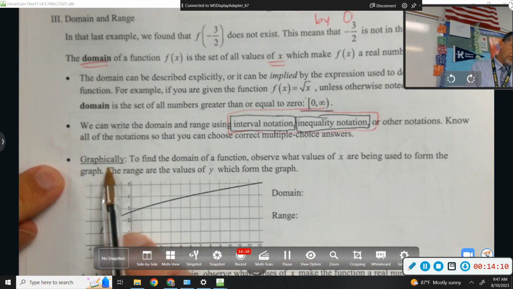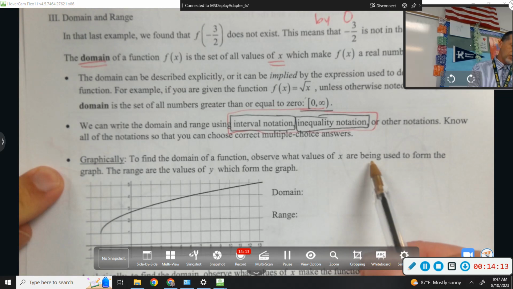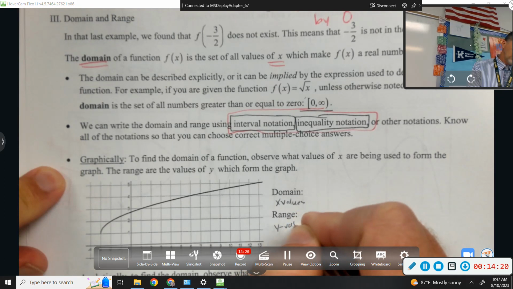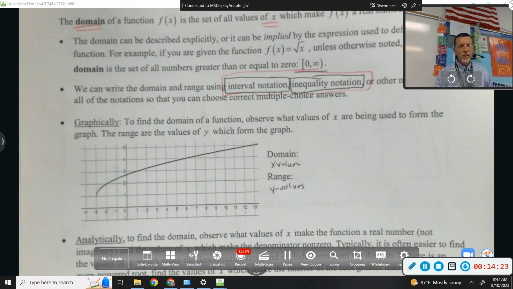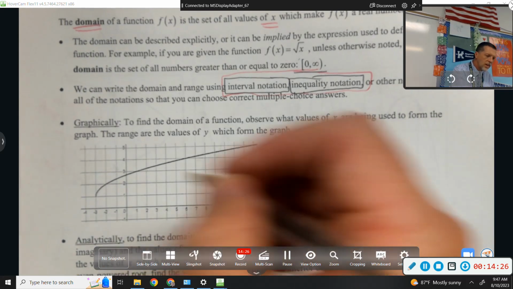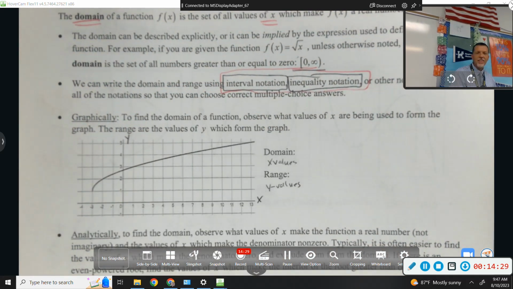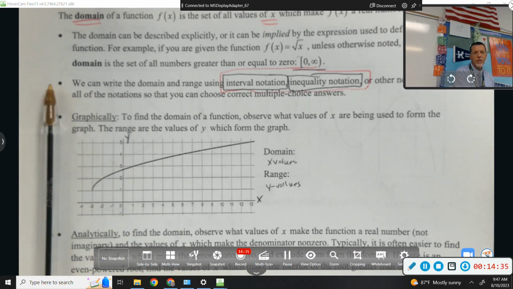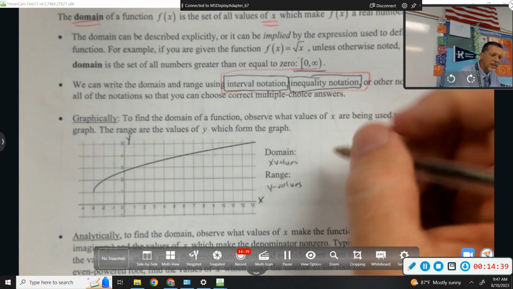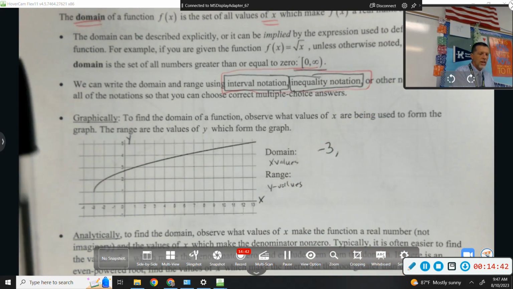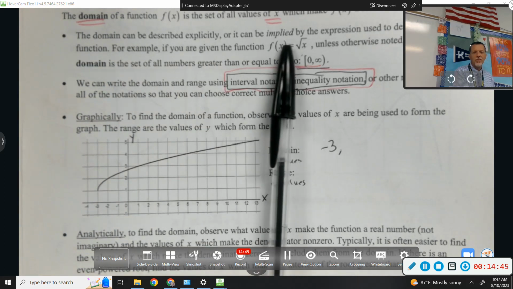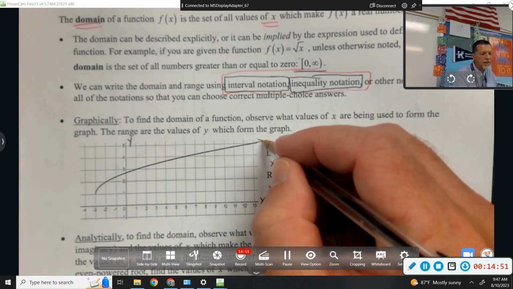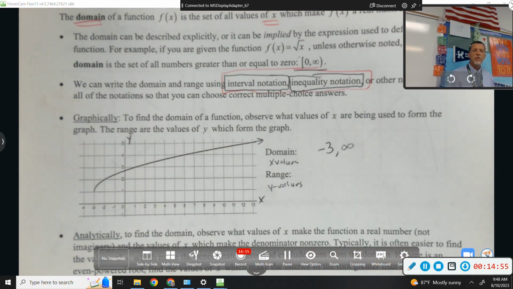Graphically, to find the domain and range, we can just look at what values of x are being used. Again, domain is x values, range is y values. So I look at my picture. X is the left and right stuff. As I look left to right, what's my first x value that appears? -3. And then as I move left to right, what's the last x value that we use? Let's say infinity. The graph kind of stops at 13, but it's implied that it goes forever. So -3 to infinity.